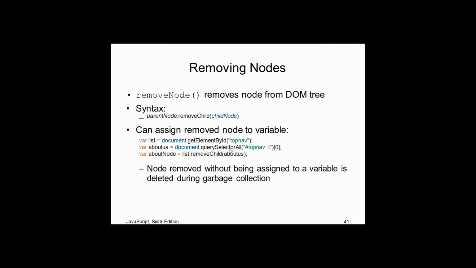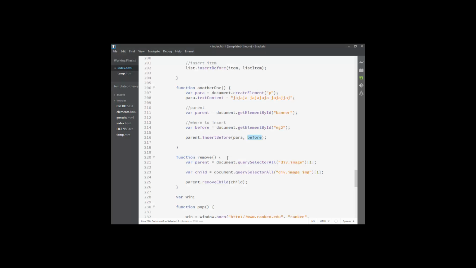I think we can skip ahead to the removing node, because we talked about this. You target the parent, remove child, and which child do you remove is the syntax. So here's my remove function. My parent is a div with a class of image. This is a query selector all. So there's a bunch of divs with a class of image, and I target the second one. So it's important to understand I'm selecting all of the divs with the class of image. But in this particular example, I'm just selecting the second one.